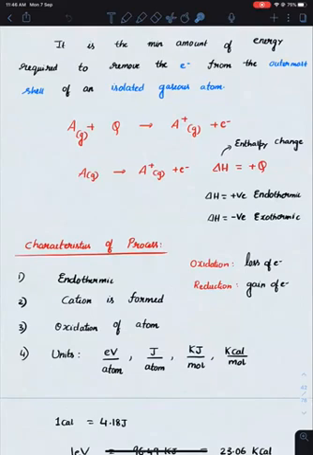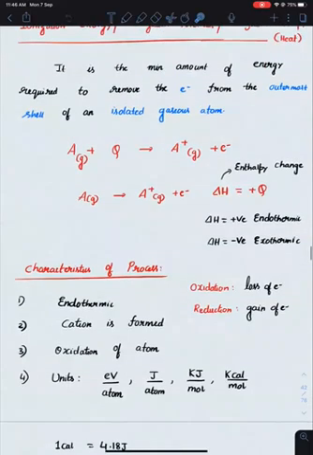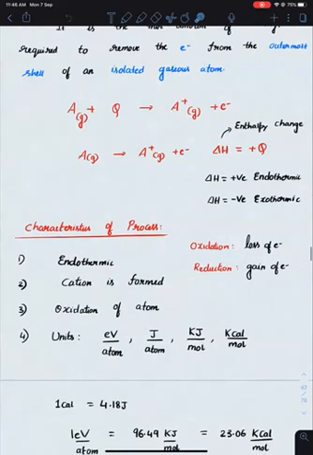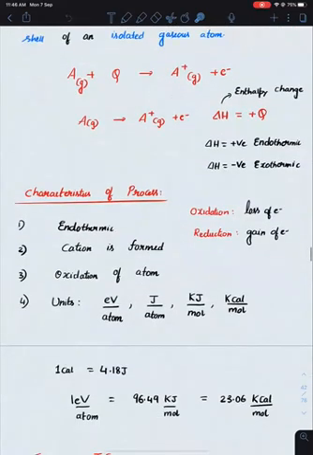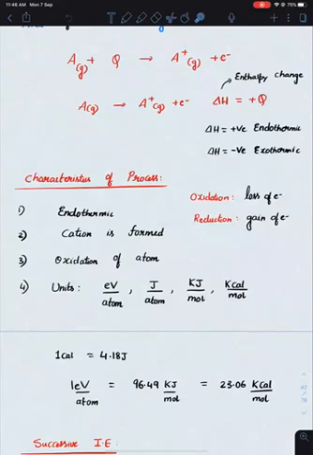The process of loss of electrons is termed as oxidation, and the process of gain of electrons is termed as reduction. As in this particular case, you are removing an electron from an isolated gaseous atom, ionization can also be treated as oxidation of a given atom. Okay. In the process, you are forming a cation, and the units for energy are electron volt per atom, joule per atom, or kilojoules per mole, or kilocalories per mole.